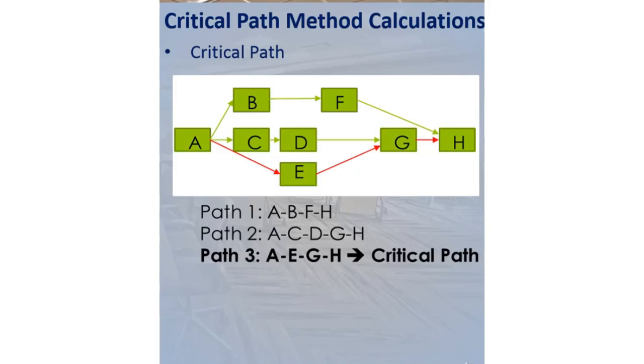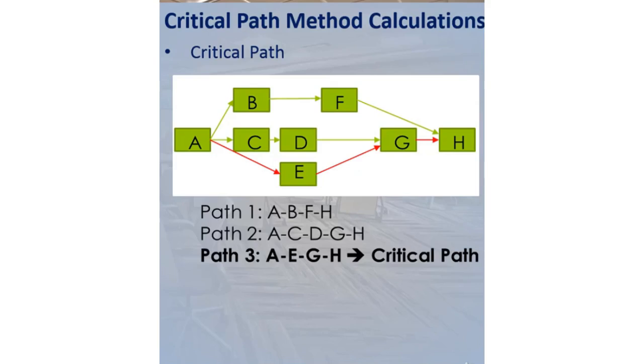For example, let's assume that AEGH in this network diagram is the critical path. At this point, any delay in any task on AEGH path will delay all the project. For example, if task E delays for 3 days, the project will be completed 3 days after the original deadline. A similar situation applies to task A, G, and H on this line.